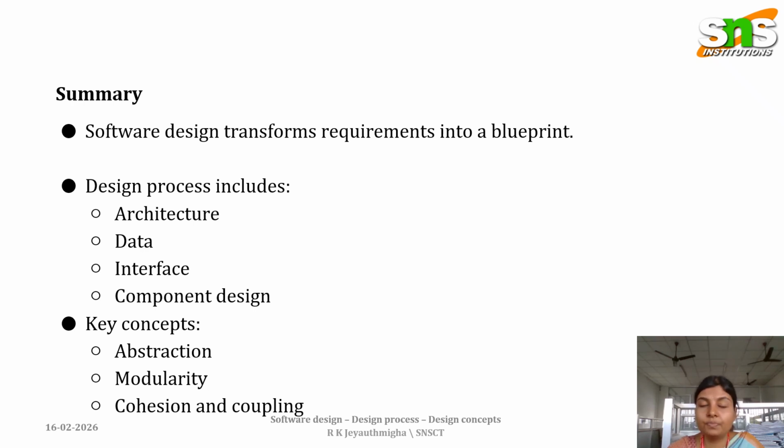Software design transforms requirements into a blueprint. The design process includes architecture, data, interface, and component design. The key concepts are abstraction, modularity, cohesion, and coupling. Thus coming to the end of the session.